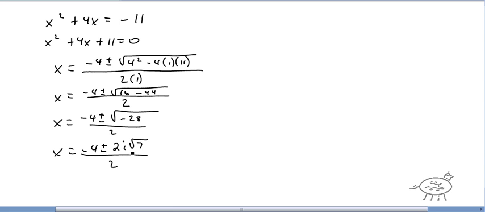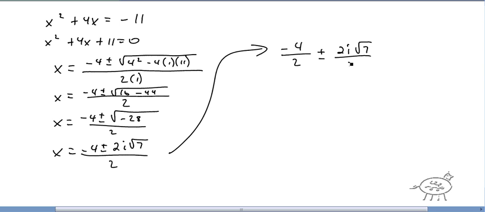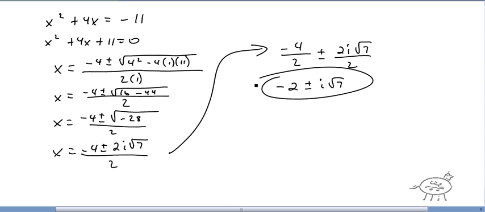Now, you cannot leave it like that. I told you it has to be split up. You have to have the real part and imaginary part. Right now, that 2 owns both, and it's got to be separated. So you need to write it as negative 4 over 2 plus or minus 2i root 7 over 2. Then, of course, you simplify your fractions, so your final answer is negative 2 plus or minus i root 7. Okay? Final answer. And it's in standard form, because i is last. Those imaginary M&Ms are farther away, so that's perfect. All right, so let's talk about powers of i.